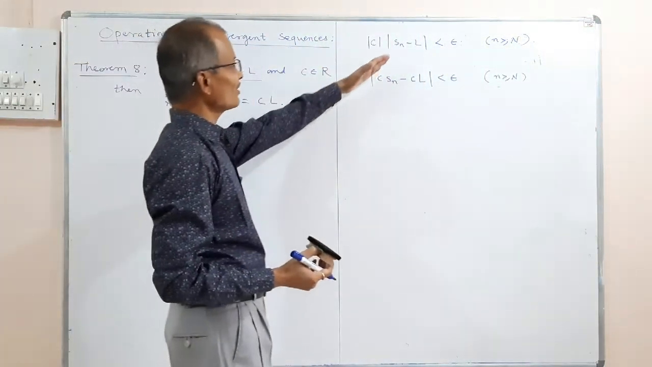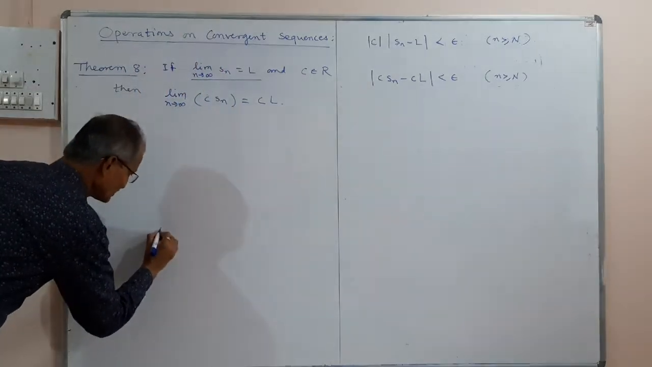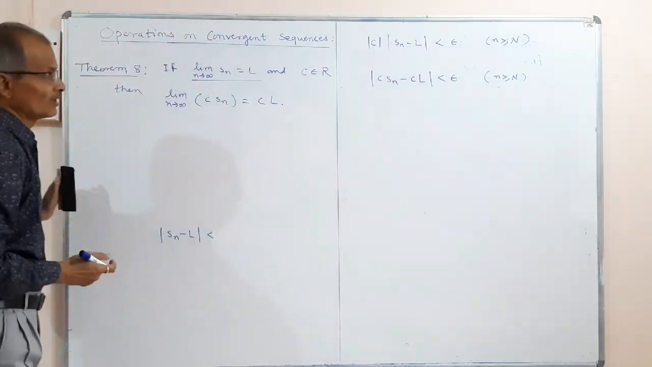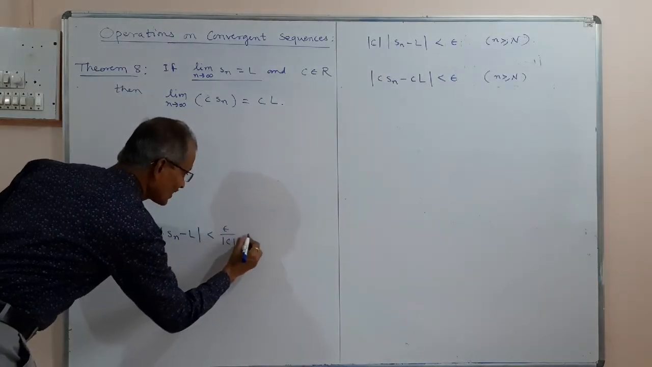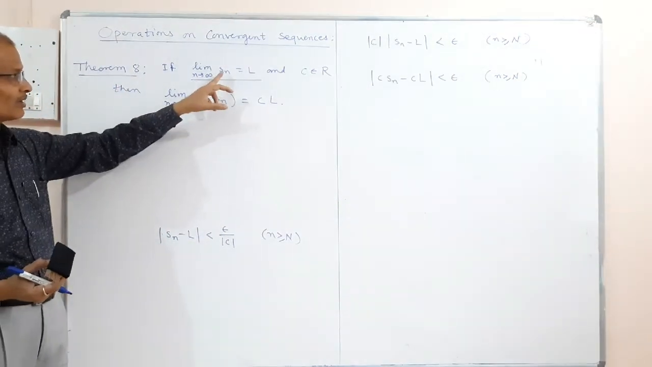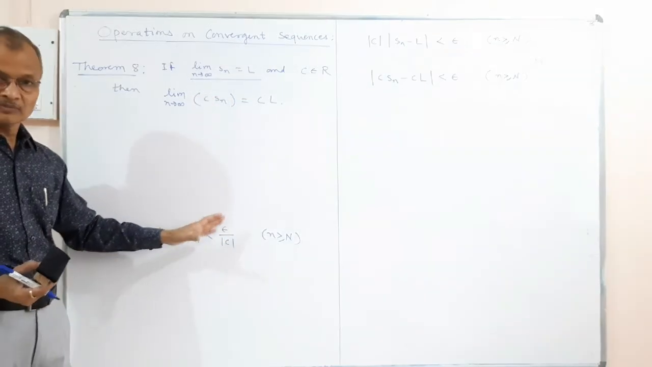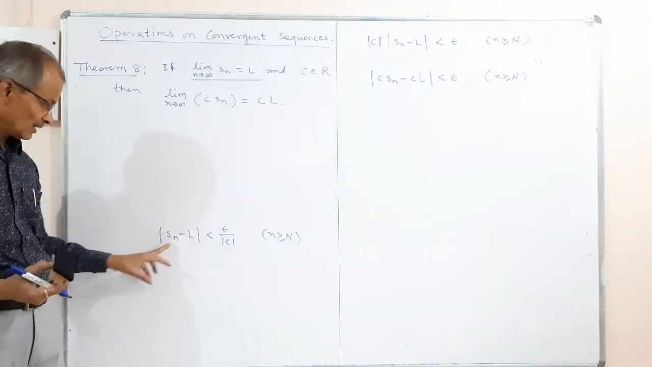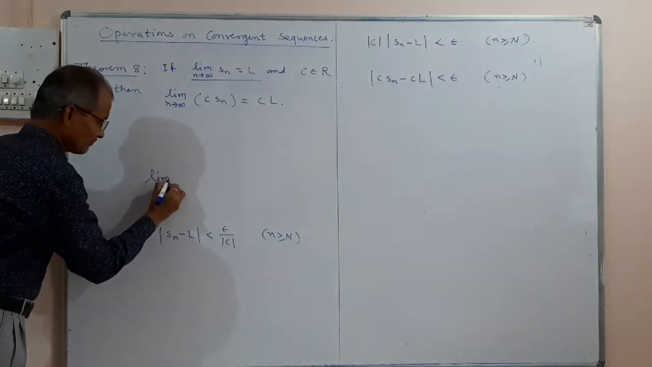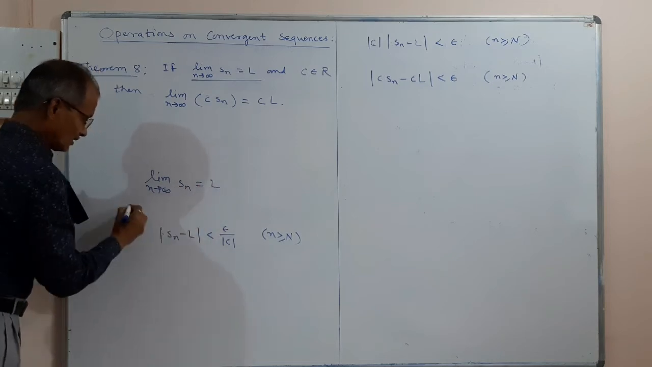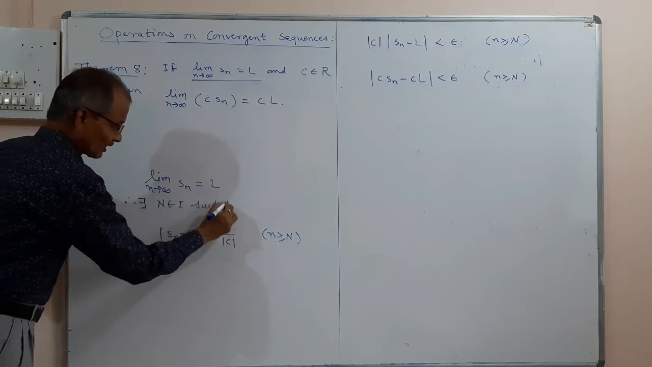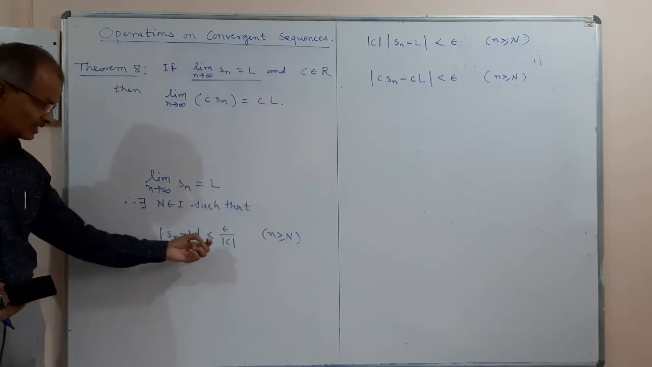And further, mod of Sn minus L is less than, dividing both sides by mod C, which is a positive number, epsilon divided by mod C, for n greater than or equal to N. And thus we can start with this, because it is given that limit of Sn is equal to L, and therefore there exists, for the positive number epsilon divided by mod C, an N belonging to the natural numbers such that the absolute difference Sn minus L is less than epsilon divided by mod C.